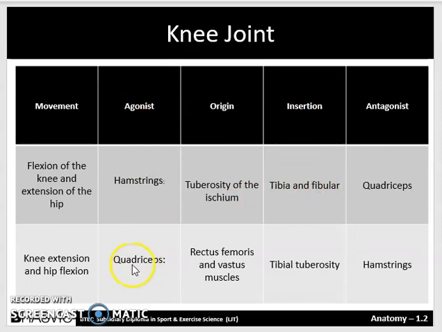When the agonist is the quadriceps, obviously the hamstrings will be the antagonist. The movement of the quadriceps will be knee extension, hip flexion. The origin will be rectus femoris and vastus muscles, and the insertion will be tibial tuberosity.